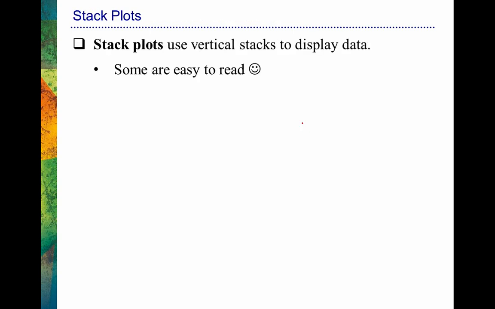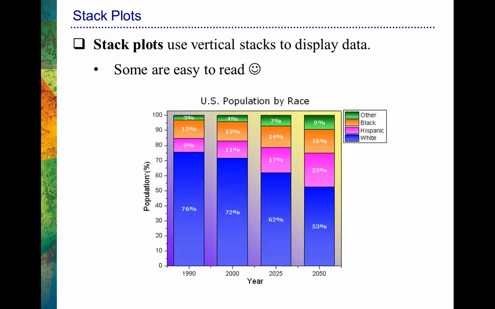Let's talk a little bit about stack plots. Stack plots are essentially just vertical stacks that display our data. Some of them are pretty easy to read, like this one. It's showing the population percentage for a variety of different people categorized by their race for various years. And here it's just very easy to see. If we are projecting out to 2050, we can see that white Americans are still making up the majority, but not nearly the way they did like in 1990, for example. We can see that Hispanic Americans are growing in population, as are Black Americans and other. Very, very easy to read this.